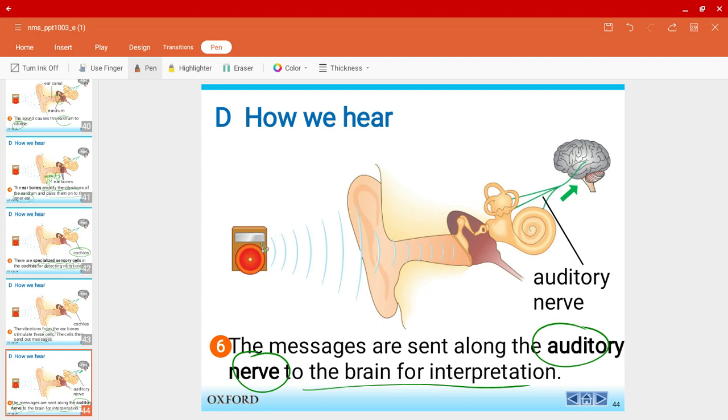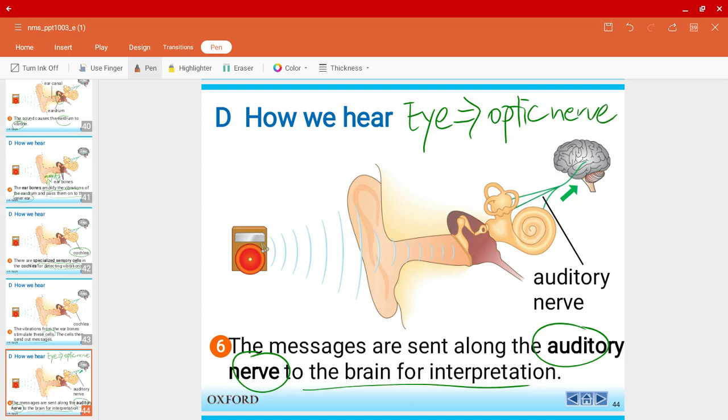You may notice that it is very similar to what we've learned for the structure of the eye. In the eye, we had the optic nerve, which would send messages to the brain for interpretation. The same thing over here for the ear. In this case, we have the auditory nerve. Please make sure that you can relate what you have learned and apply it in the new topics that you learn, of course. So the messages are sent along the auditory nerve to the brain for interpretation.